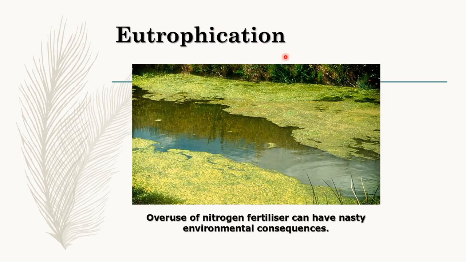So these are basically the eutrophication. This is the diagram. As you can see, we have the green algae here. The green algae will prevent the aquatic plants inside the river from carrying out photosynthesis, because the sunlight cannot pass through the green algae. So no photosynthesis, no food is produced. We call this eutrophication. Overuse of nitrogen fertilizer can have nasty environmental consequences.